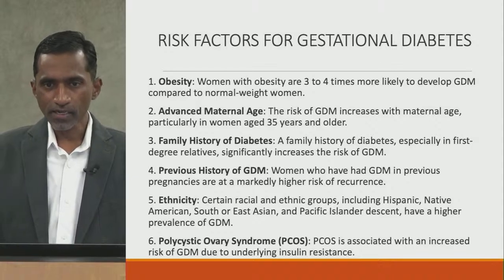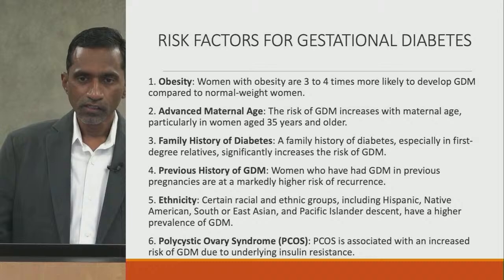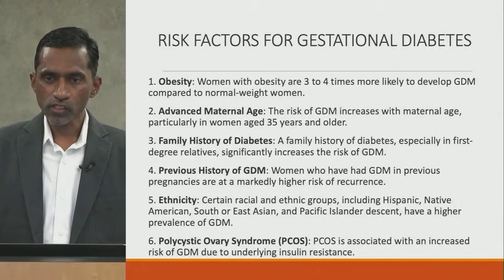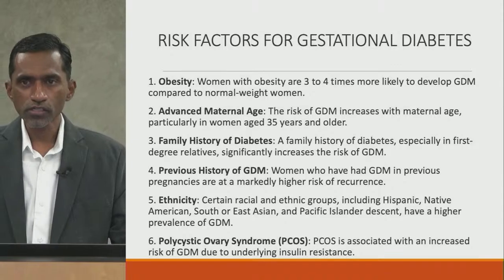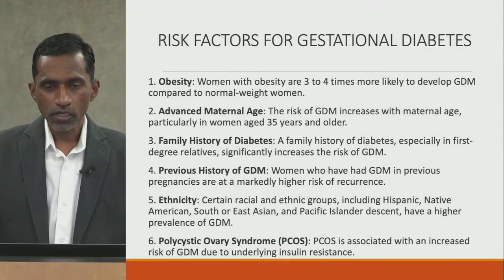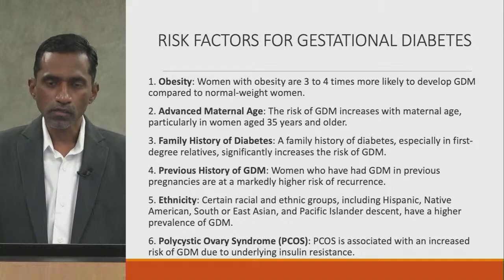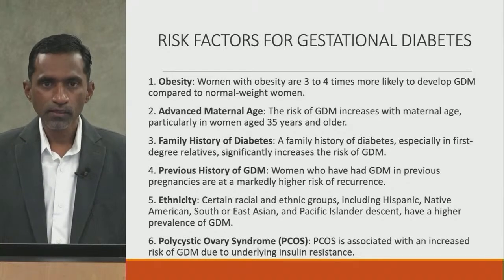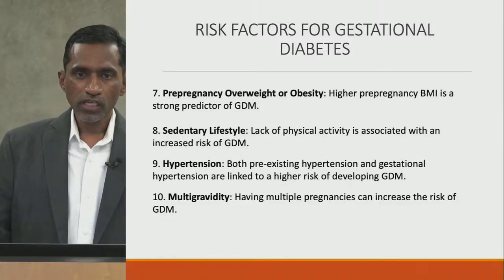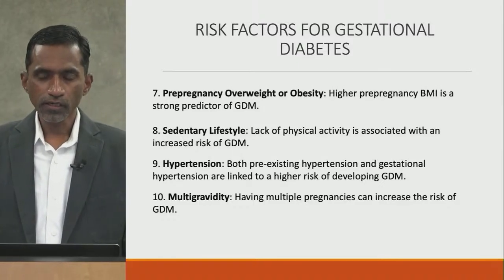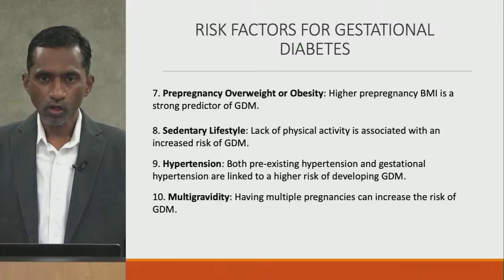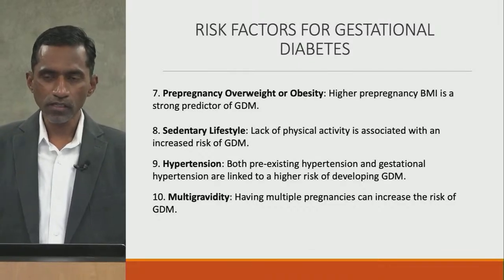Ethnicity, as I said, can be a risk factor, especially in races like Hispanic, Native American, South or Southeast Asian and Pacific Islander. And also there's a condition called polycystic ovarian syndrome, where patients are either pre-diabetic or have insulin resistance. That also increases the risk for gestational diabetes. And pre-pregnancy overweight or obesity, as I mentioned earlier. Sedentary lifestyle also can increase the risk.